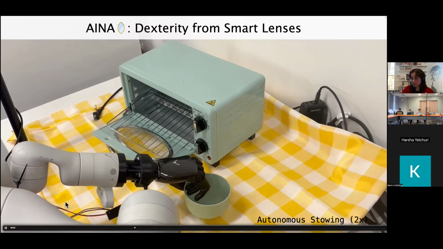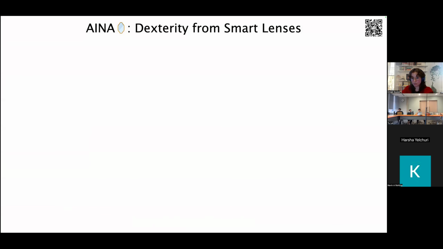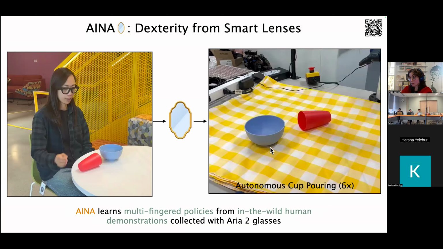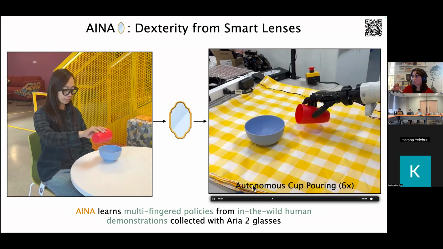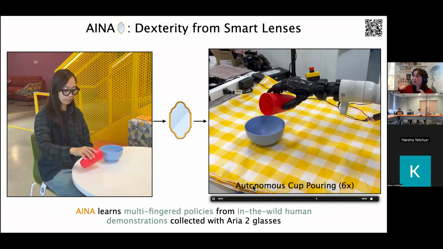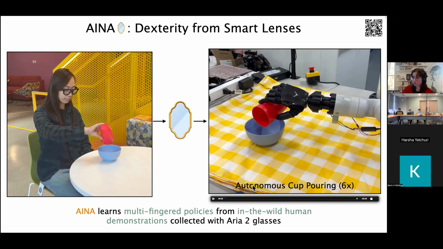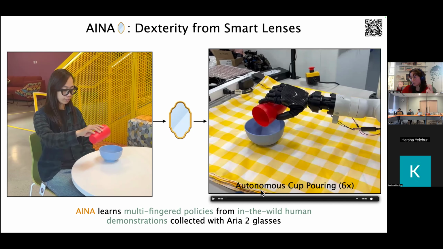Whereas I had a similar problem with this cup pouring task as well. With this cup pouring task, I needed to hard code that if it goes closer than 5 centimeters, then move the fingertips closer to each other. So there are multiple problems with this.